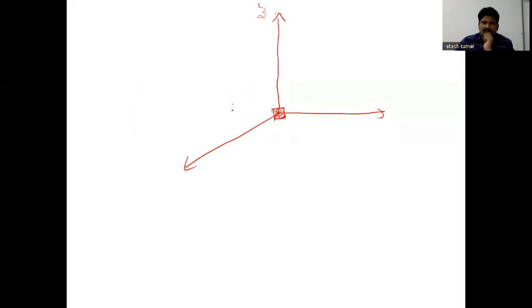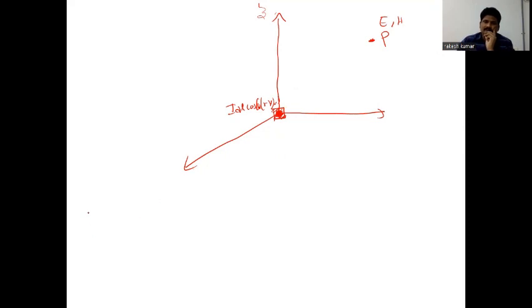What is that current element? I dl cos(omega t minus r by v). Okay, so this is point P. At this point P, due to this current element, you want to calculate the electric field and magnetic field. So we want to take the spherical coordinate system.